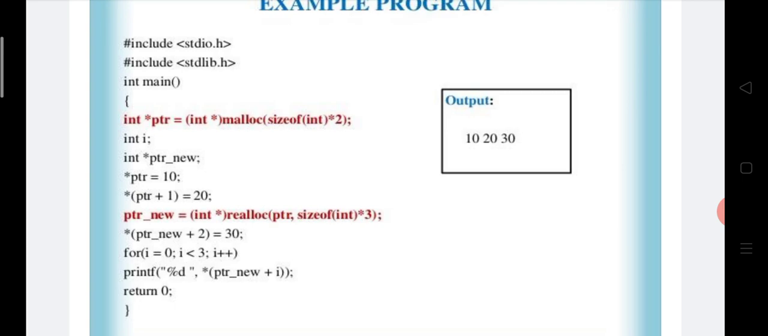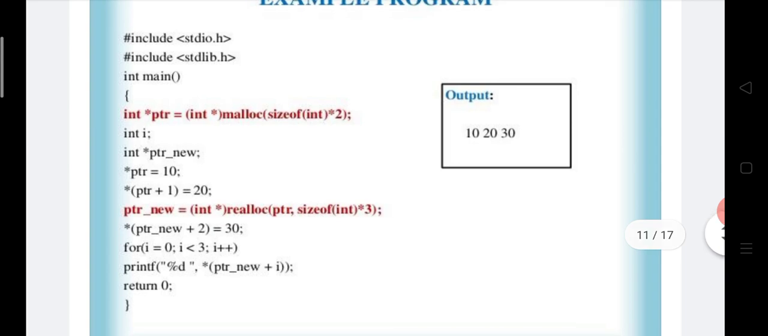Then declare pointer variable ptr new. Also we declare here i as the integer type variable inside a pointer variable which contains the element 10. Then the next statement is ptr plus 1 is equal to 20.